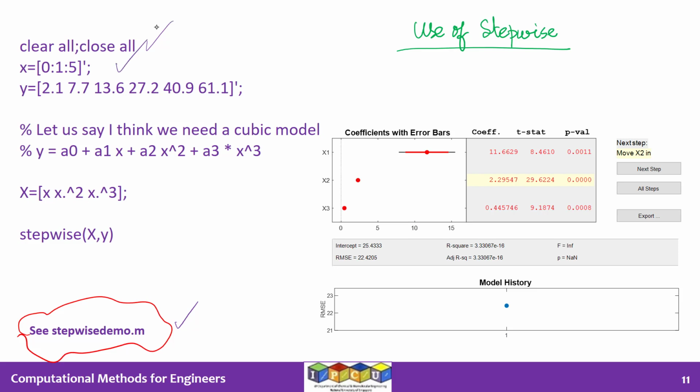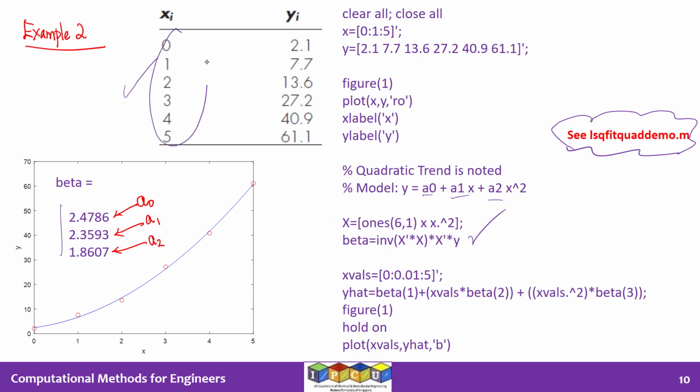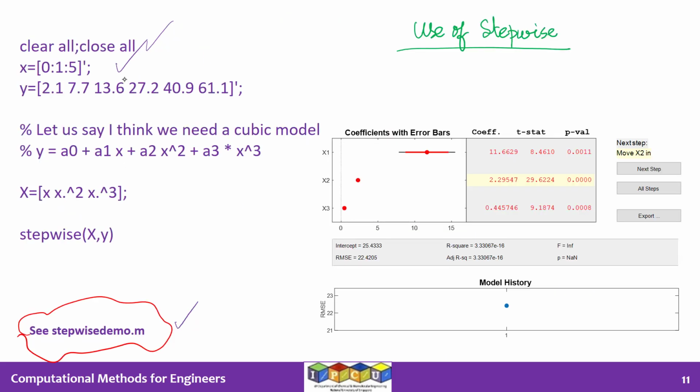This is the data, right? 0 in steps of 1 colon 5 reflects the x values that we have in the experimental data set, and the corresponding y values that you see here. Those two are pretty standard lines of code. Now let us say that we looked at the data trend and we thought that we should try a cubic model. So I'm proposing a model of this type: a0 plus a1x plus a2x squared plus a3x cubed.